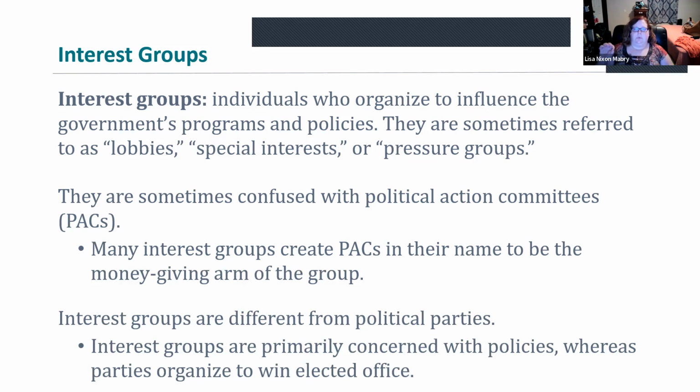They focus on more specific, targeted issues than the political party, which has a platform of issues. The party's job is to get people elected into office who match up with those platforms, and then they can work on specific issues. But interest groups care more about an issue or a program than they care about an individual. So an interest group is individuals who organize to influence the government's programs and policies. A lot of times they are referred to as lobbies, special interests, or pressure groups.